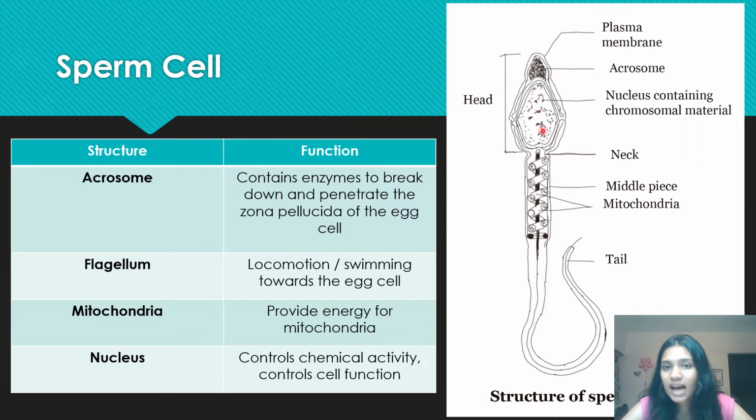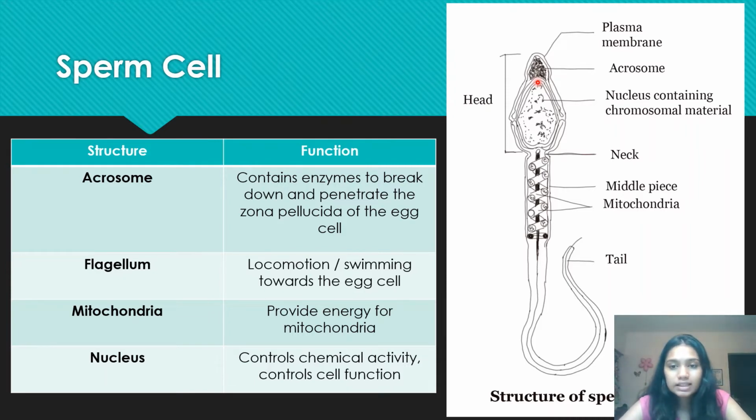Now, what is exactly in the head? It has a nucleus. What is the function of a nucleus? Simple. We've done it in cell structure. It helps to control chemical activity and cell function. And now the top of the head is called the acrosome. That's the acrosome. Now, what does the acrosome do?